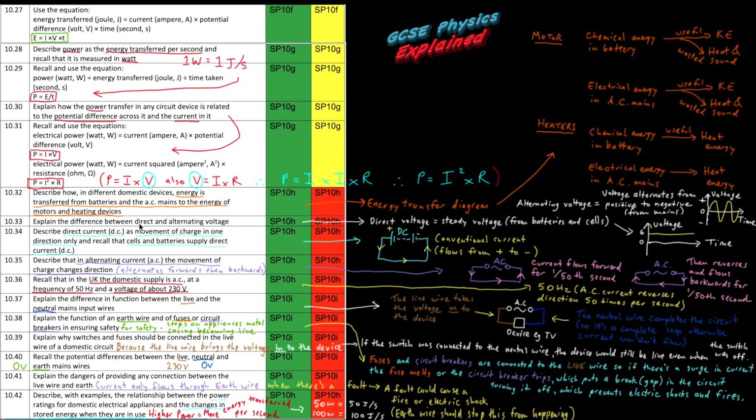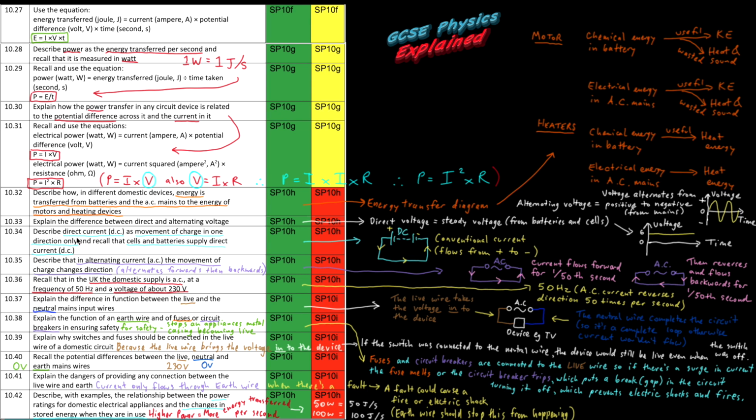10.33. Explain the difference between direct and alternating voltage. So direct voltage is a steady voltage and it comes from batteries and cells. I've shown you a graph here. So the voltage would stay steady over time. And alternating voltage is when the voltage alternates from positive to negative, and that comes from the mains. If they wanted to show you a graph, this is what it would look like. Positive, go back to 0, negative, back to 0, positive, up and down like that. So you can see the voltage is alternating, backwards and forwards, positive and negative.